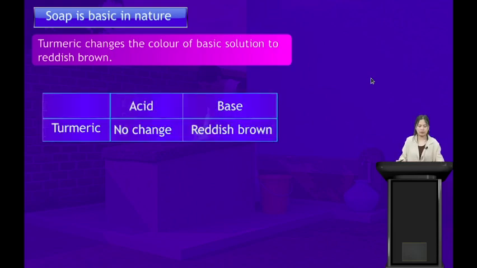So here we see that when you add turmeric to an acidic substance, there will be no color change. But when you add turmeric to a base solution, the color of the solution will change to reddish brown. In this way, we can identify acid and base using turmeric. In acid, even if we add turmeric, there is no change. If we add turmeric in base, it changes to reddish brown color.